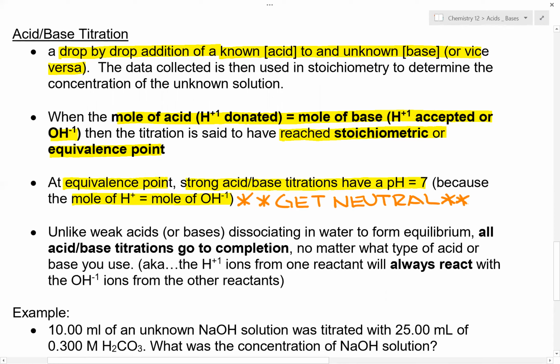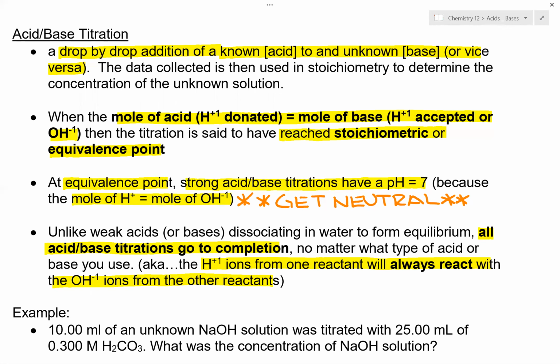Now, the last thing that messes people up is this. Unlike weak acids or bases dissociating in water to form an equilibrium, all acid-base titrations go to completion, no matter what type of acid or base you use. In other words, the H plus ions from one reactant will always react with the OH ions from the other. Okay? There's no such thing as equilibrium. It always goes to completion.